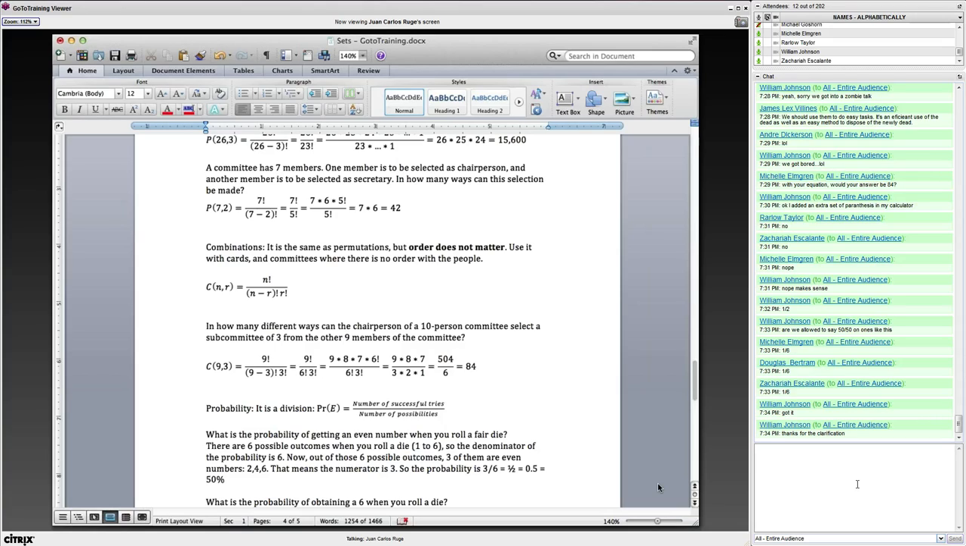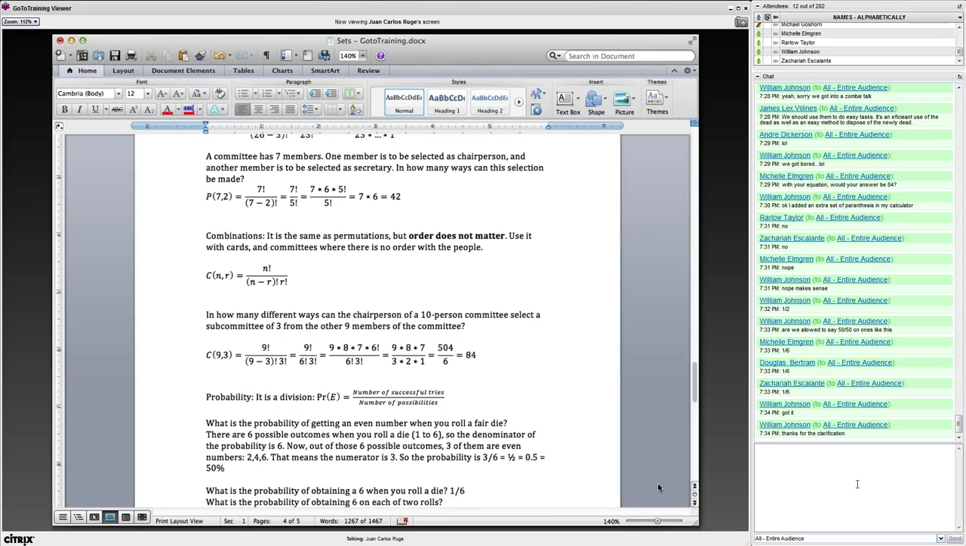What is the probability of obtaining a 6? Well, this is going to be 1 over 6, as so many people said. Now, what is the probability of obtaining 6 on each of two rolls?